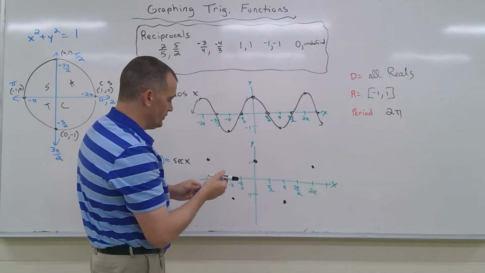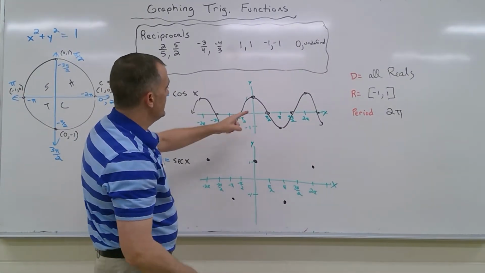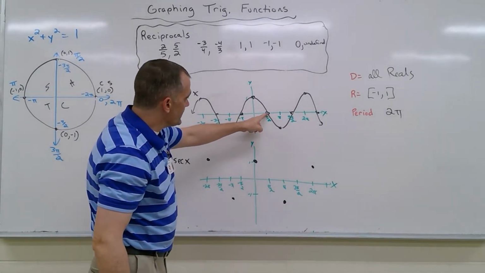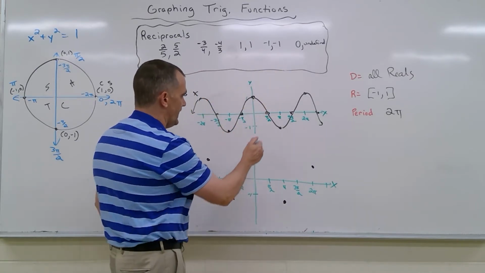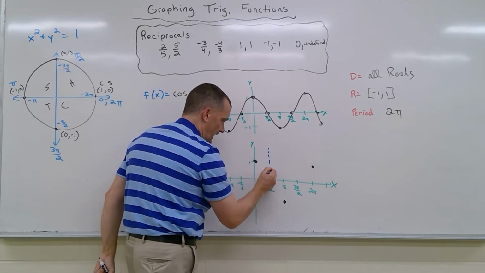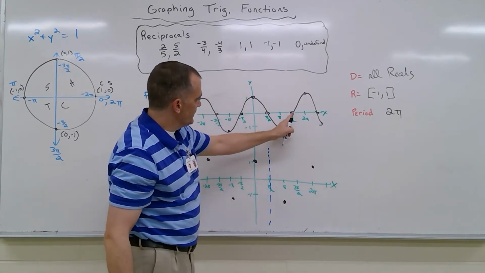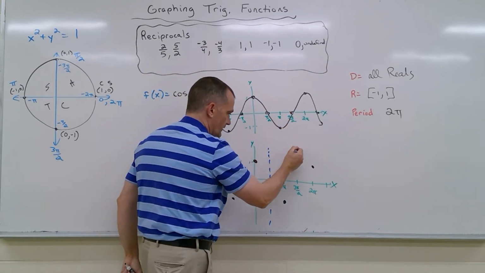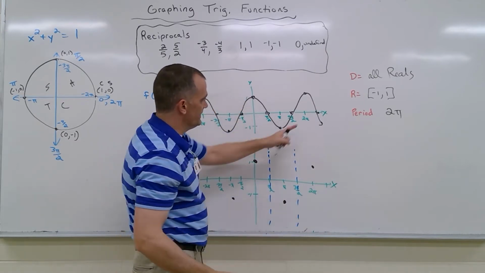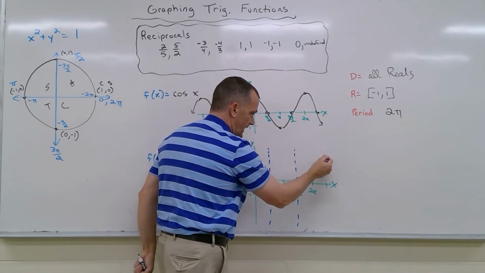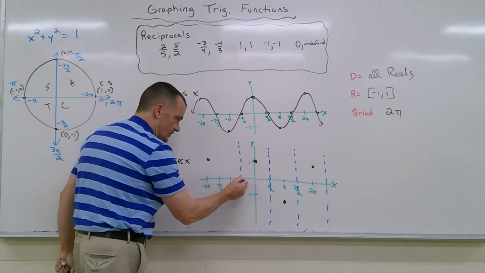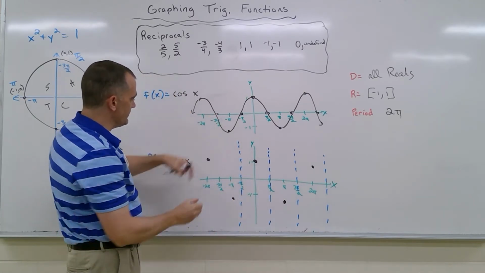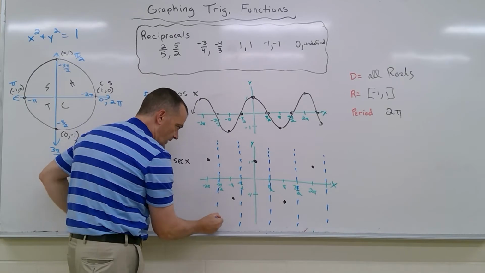So now what we're going to do is graph some of these zeros. Where the cosine is 0, its reciprocal is undefined, which means we have a vertical asymptote right there. So here's 0, so that means we have a vertical asymptote right there. 0, a vertical asymptote right there. 0, vertical asymptote right there. 0, a vertical asymptote right there.